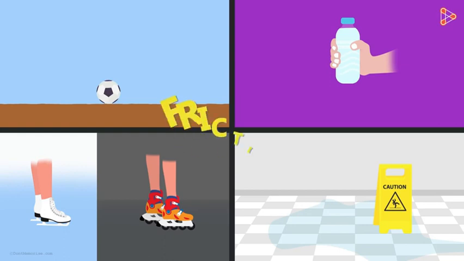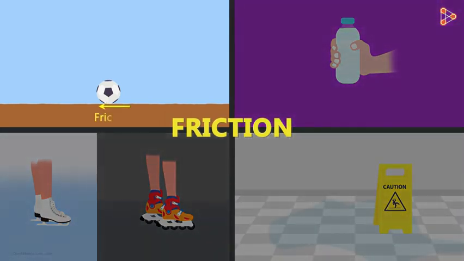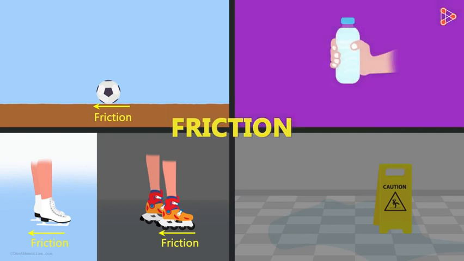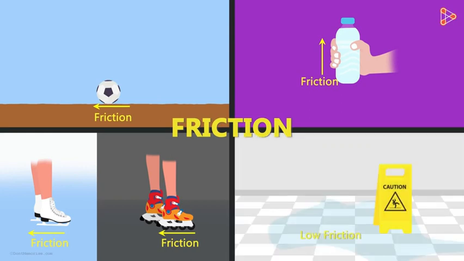The answer is friction. The reason why the ball eventually comes to a halt is because of the force of friction. The reason why skating on an ice rink is easier is because the force of friction is lesser there. The bottle doesn't slip through because the force of friction between your hand and the bottle doesn't allow it to do so. If the floor is wet, the friction offered by it reduces and there are chances that you might slip and fall. So what is this friction we are talking about?